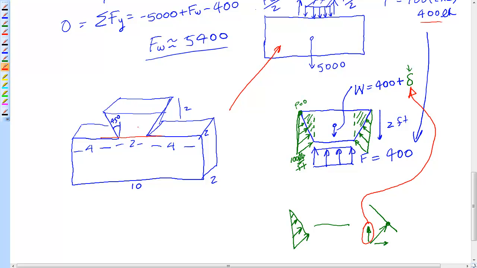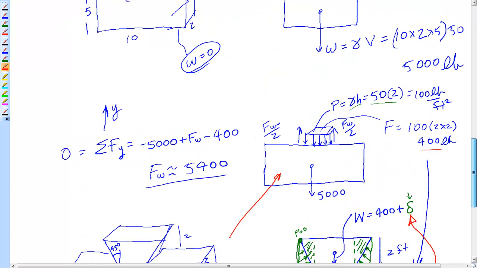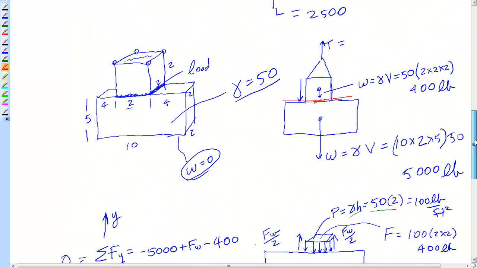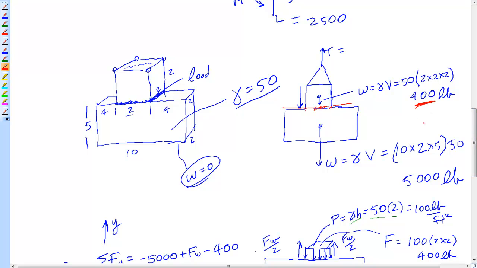So you can have a larger weight. It just so happened that that happened to be 400 pounds. It also happened that the weight of the fluid in there was 400 pounds. But it does not have to equal.